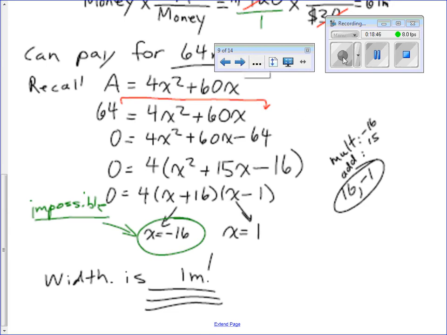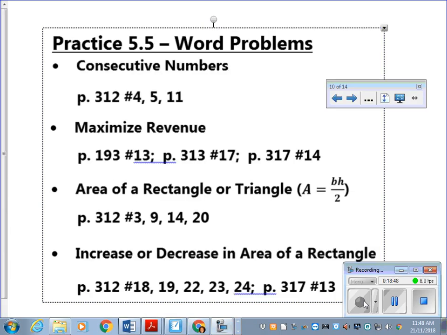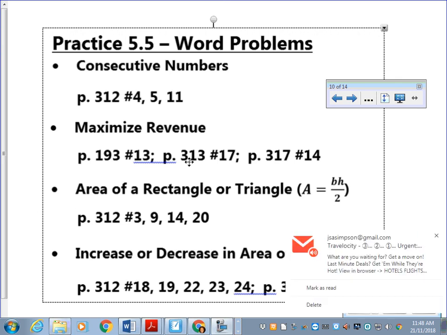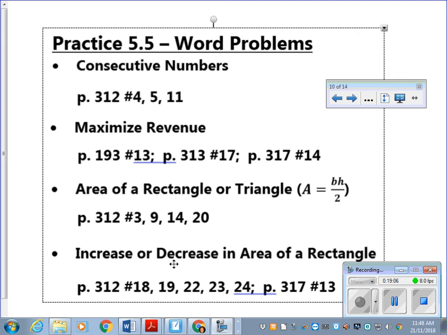Okay, and now your homework for the day. Your homework for today is dealing with word problems. I want you to work on consecutive numbers, maximizing revenue, area of a triangle, and the increase or decrease in the area of a rectangle. We have done maximizing revenue. Now, all I want you to do is just work through this and see what you get. And that's it. Do that homework overnight, and we'll continue on with the lesson tomorrow.